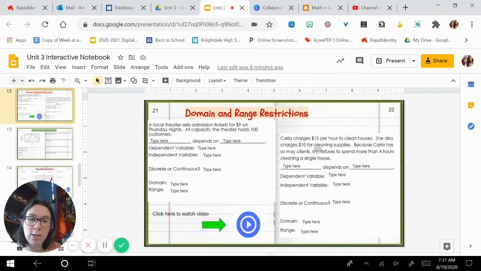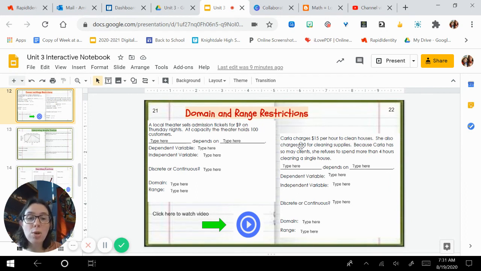Carla charges $15 per hour to clean houses. She also charges $10 for the cleaning supplies. So $15 per hour to clean plus a $10 fee for the supplies she needs. Because Carla has so many clients, she refuses to spend more than 4 hours cleaning a single house.